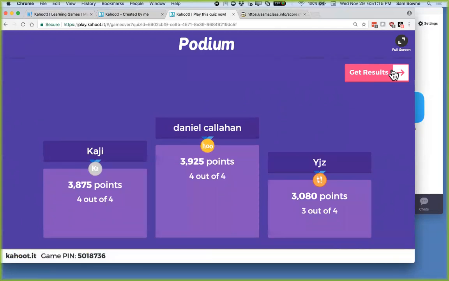Daniel Callahan and two people. They're going to have to tell me who they are, Kaji and YJZ. Aha, YJZ looks like initials. And so it is. Okay, I found out who YJZ is. And Kaji, is Kaji in the room? Kaji's online. Well, Kaji, I see your name. Okay, good. So I have identified the people.